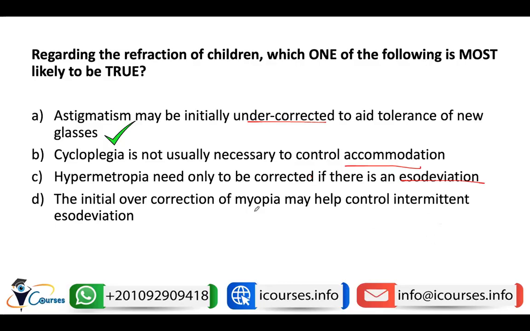The initial overcorrection of myopia may help to control the intermittent exodeviation, not the esodeviation. So if the patient has an outward deviation, this means that the patient has poor fusional control, and we can give overcorrection of minus lens in order to stimulate his medial recti to do more convergence. So this convergence will control this exodeviation. But if there is esodeviation, overcorrection of myopia will worsen the condition.